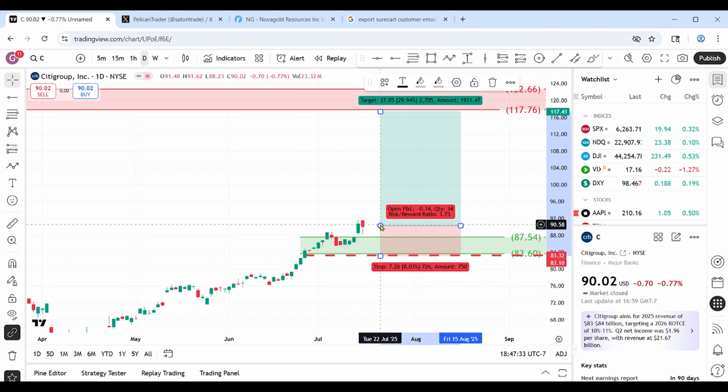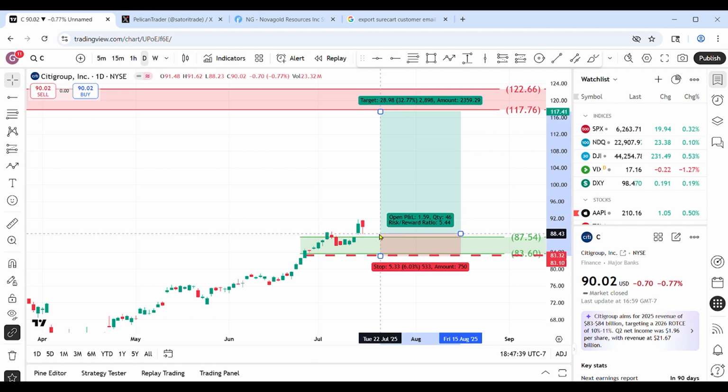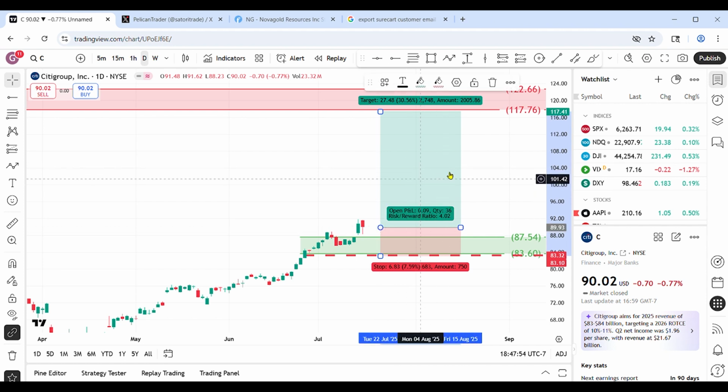If you wanted to be more conservative on your entry, your trade setup would have a little over 6 to 1 reward to risk ratio if you waited for a pullback to 87. A little more aggressive on your entry, closer to the 90 price point, and you'd be looking at, we'll call that, like a 4 to 1 reward to risk ratio right there.